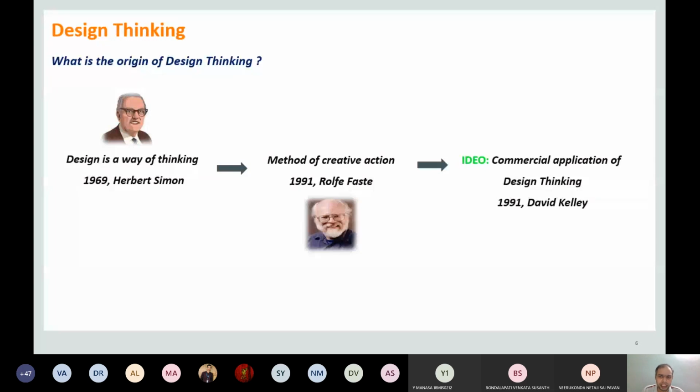David Kelley and his brother, we call them the Kelley brothers. They were the founders of this company IDEO. I have given the link towards the end of the slide. You can go to their web page and learn more about that.